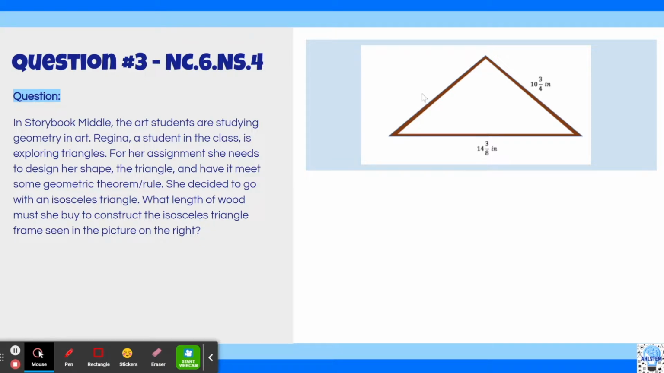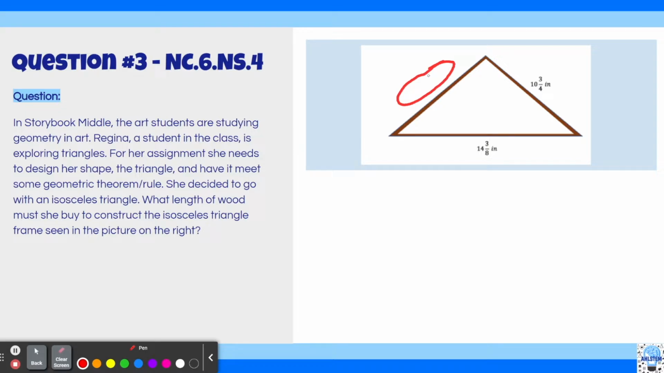So this is our little introduction of geometry for this unit. In Storybook Middle, the art students are studying geometry and art. Regina, a student in the class, is exploring triangles. For her assignment, she needs to design her shape, the triangle, and have it meet some geometric theorem or rule. She decided to go with an isosceles triangle. What length of wood must she buy to construct the isosceles triangle frame seen in the picture on the right? And that's referring to this space.